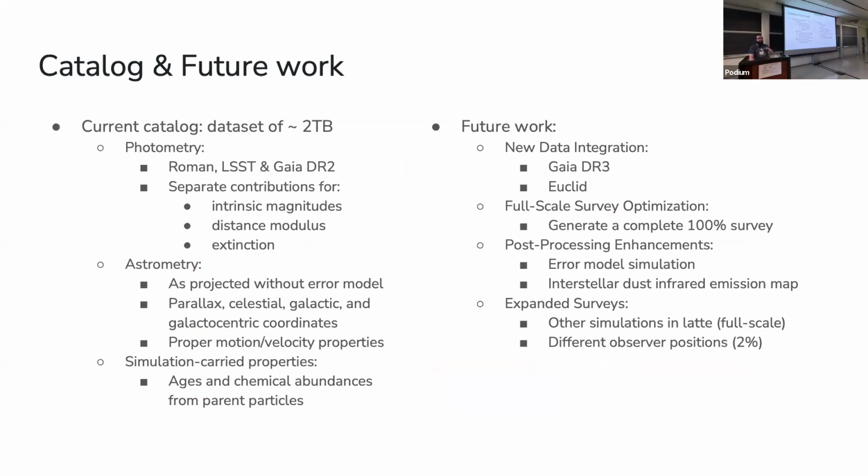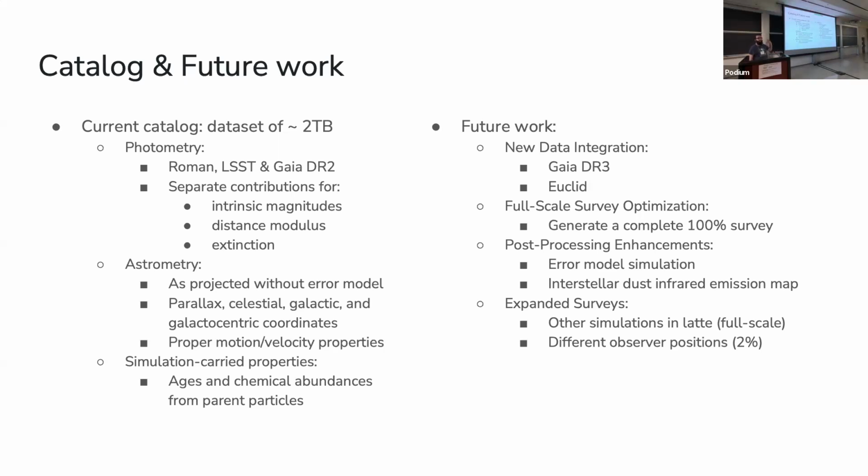So as I mentioned, this is still a work in progress. The current catalog is 2 terabytes. What's available is the photometry in Gaia DR2, LSST, and Roman bands, as well as various astrometry, including proper motions. And each of the stars comes with the properties that are carried from the simulation itself, such as age and chemical abundances.